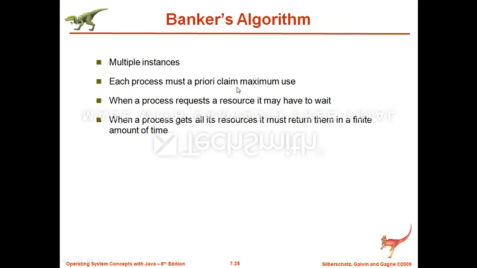Each process must prior claim the maximum use. Means each process should in advance give how many maximum number of resources they need to complete their execution. When a process requests a resource, it may have to wait. Means if it is available, it will be allocated, otherwise it will go to the waiting state. When a process gets all its resources, it must return them in a finite amount of time. That means whenever it gets all complete resources, it needs to return those resources after the completion of the execution within a finite amount of time. So that is where Banker's algorithm is used.